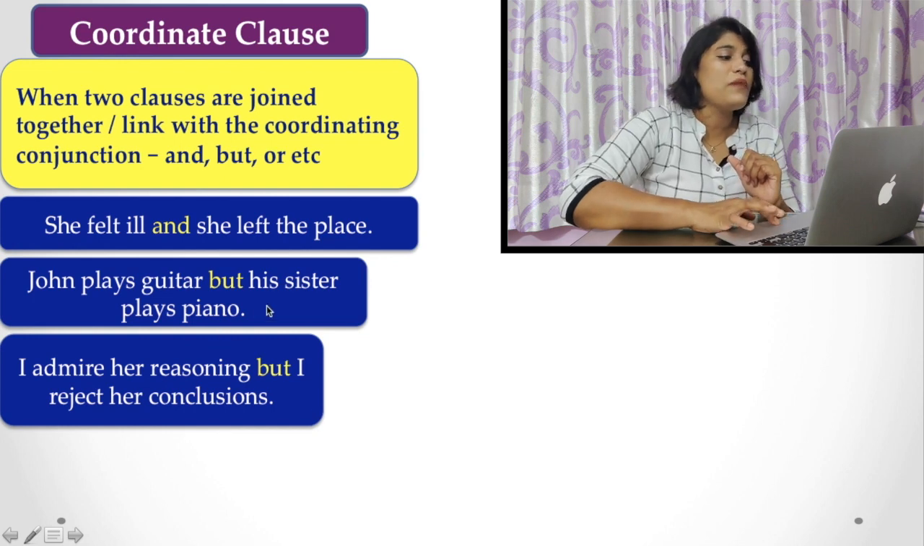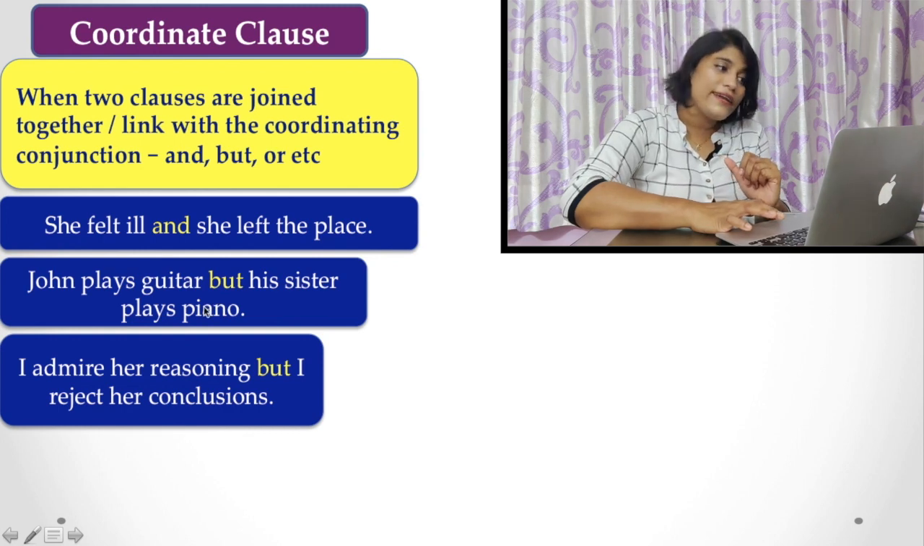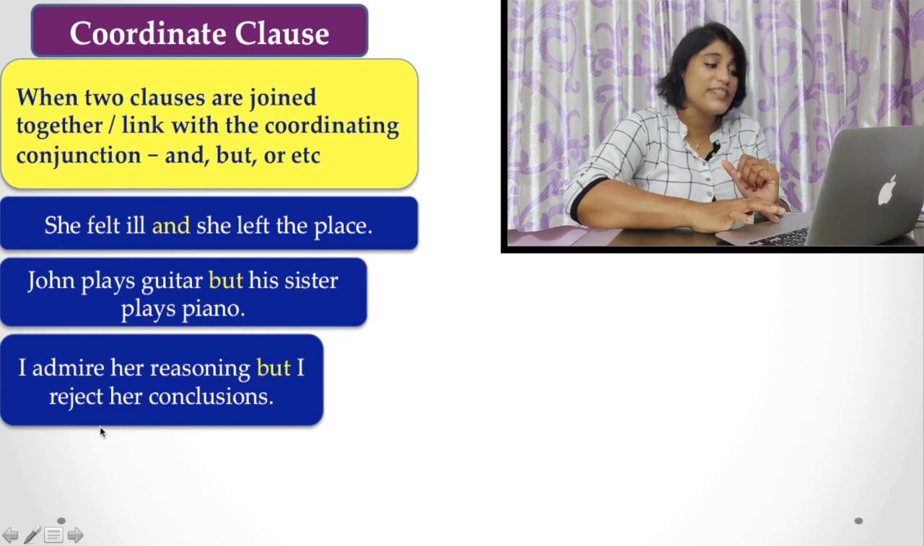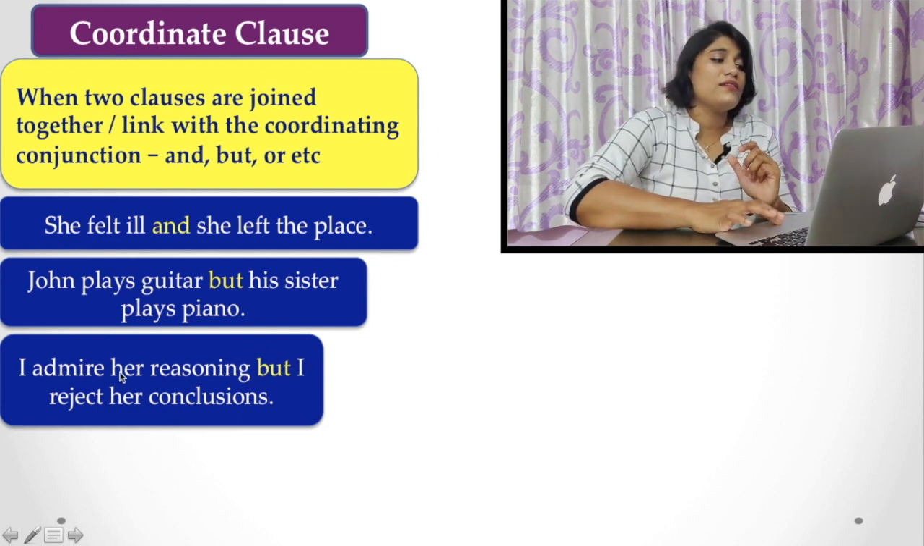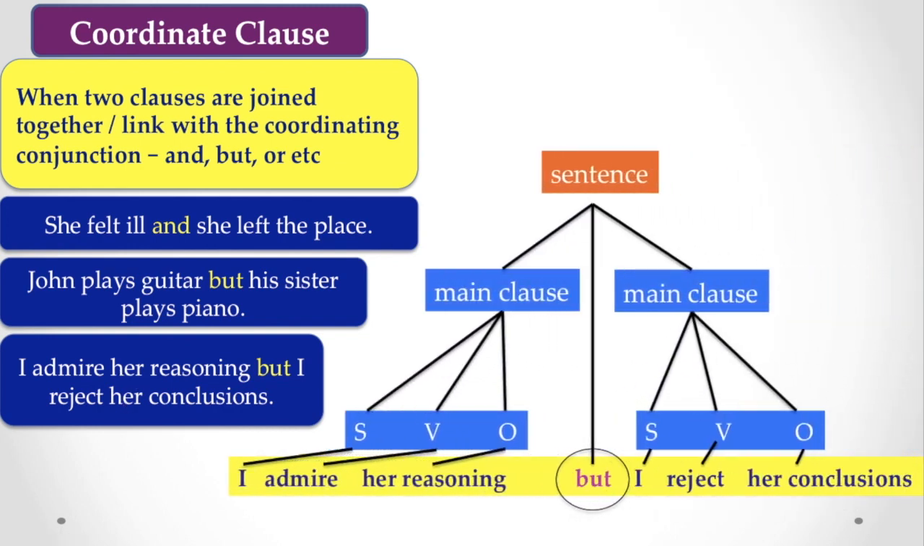John plays guitar, but her sister plays piano. Here you find "but", a coordinating conjunction that joins together two separate main clauses. Similarly, I admire her reasoning, but I reject her conclusion. Here also you find "but" that joins together two separate main clauses. "I admire her reasoning" is a main clause. "I reject her conclusion" is another main clause. They are joined together with a coordinating conjunction, that is "but".